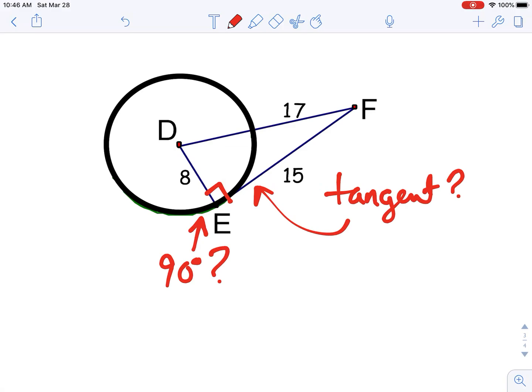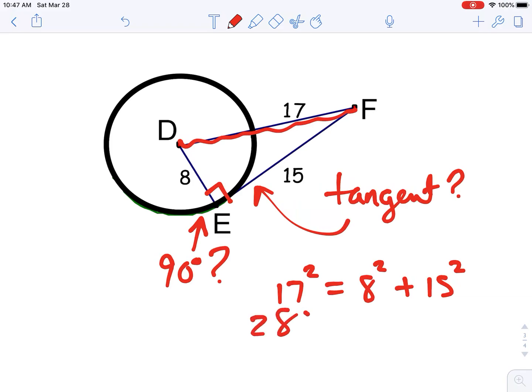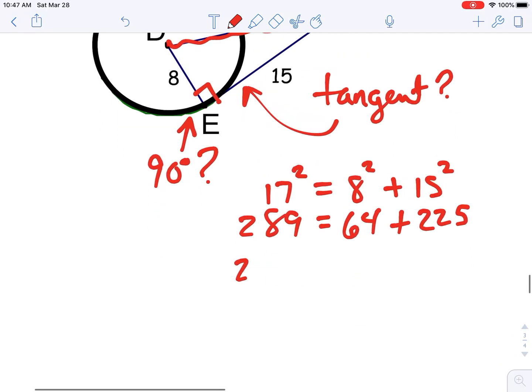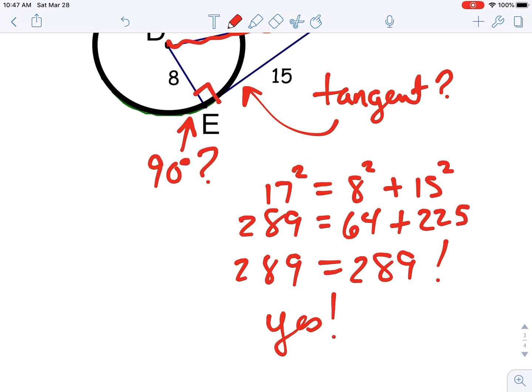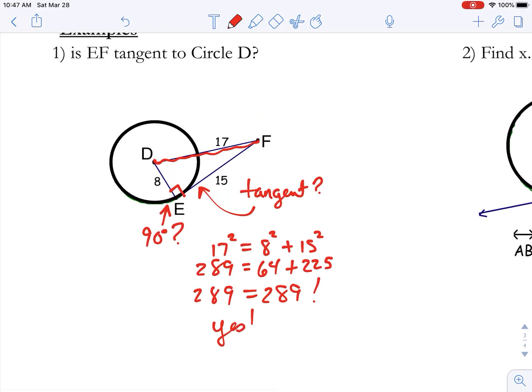Hopefully some of you have figured out that you're going to use the Pythagorean theorem. If this whole length is 17, and that's an 8 and that's a 15, then 17 squared should equal 8 squared plus 15 squared, because Pythagorean theorem is a right triangle rule. It should only work if it's a right triangle. So this is 289, this is 64, this is 225. Does 64 plus 225 equal 289? It does. So yes, it is a tangent. EF is tangent. The answer is yes.